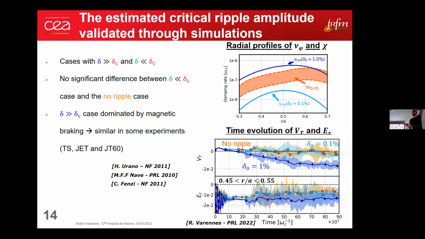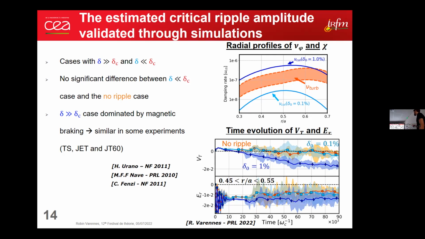And the one with low ripple should be dominated by turbulence. And this is what you can see on the figure on the bottom right, which shows the time evolution of the toroidal velocity on the top and the radial electric field on the bottom. So if you remember, this quantity is related to the poloidal rotation. And I did this for 3 cases. So one case without ripple, which acts as a reference case, so which is axisymmetric. So this is driven by turbulence alone. And the 2 cases that I just discussed before.